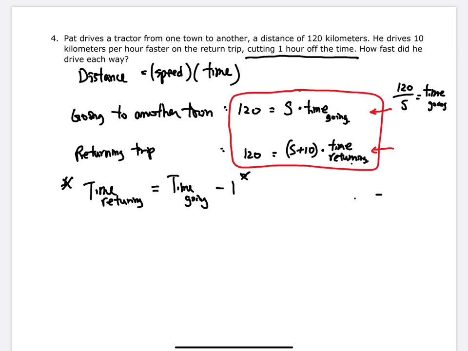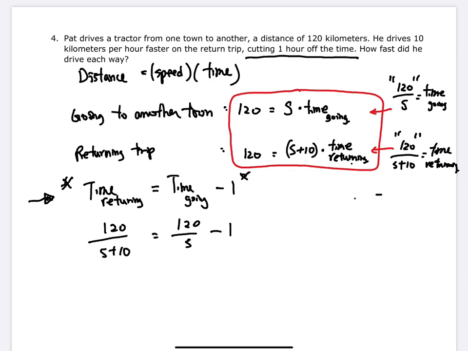Same idea for the second equation: 120 equals s plus 10 times time returning. If we solve for time returning, this is 120 over s plus 10 equals time returning. We will take this and this and plug into our equation. So we have 120 over s plus 10 equals 120 over s minus 1. Okay, now we have a workable equation that involves one variable.